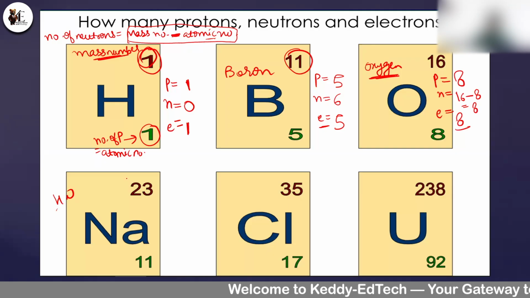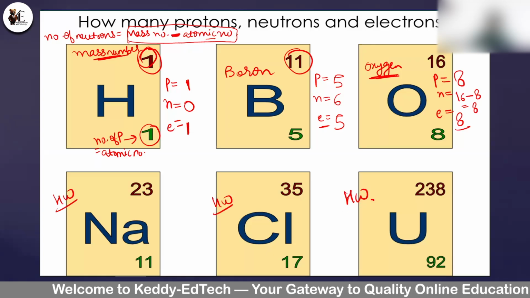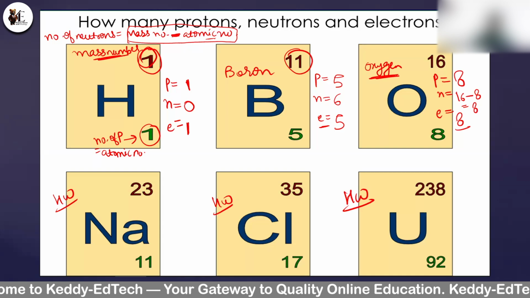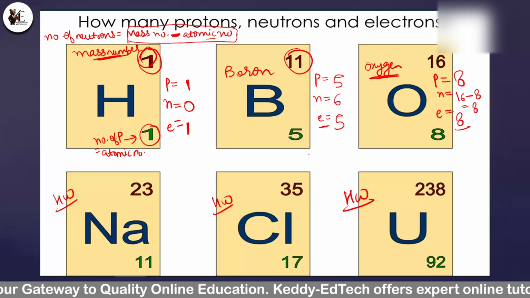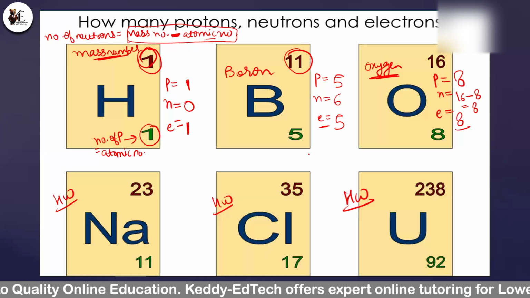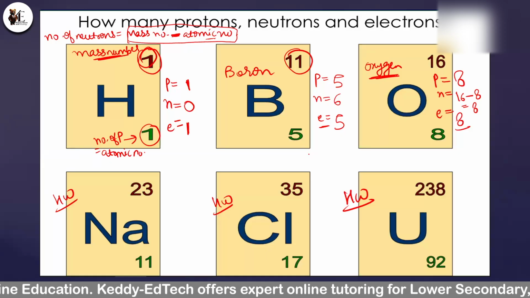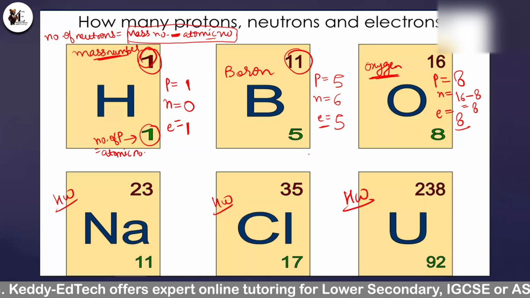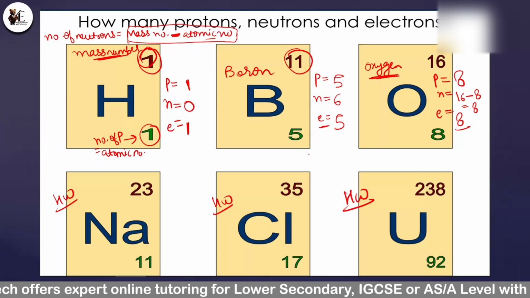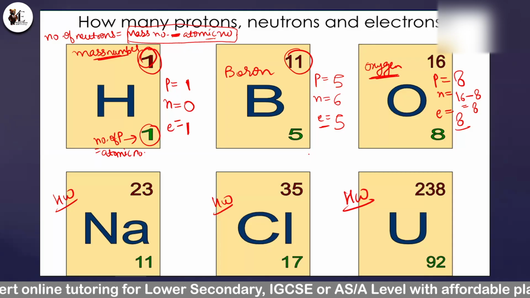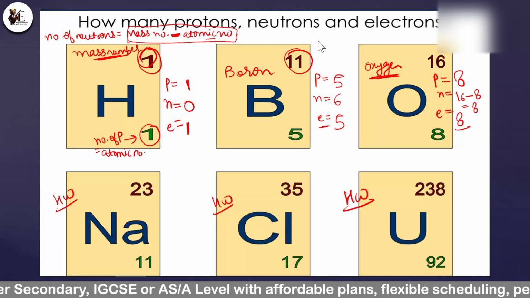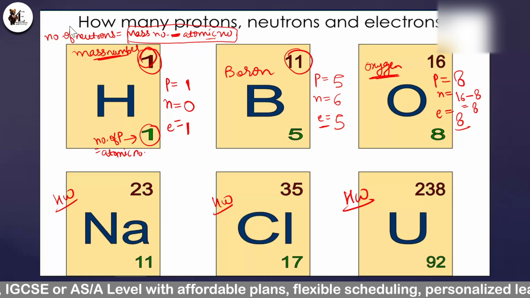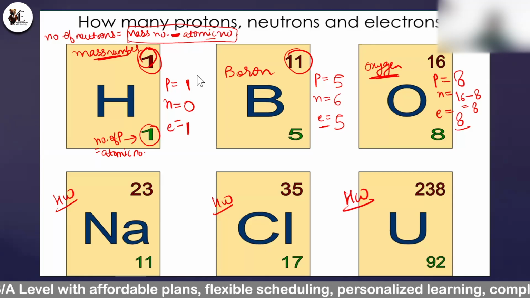Now these 3 questions in the last row are your homework questions. Please take a screenshot of this. You have to calculate protons, neutrons and electrons. Taken the screenshot? Yes.